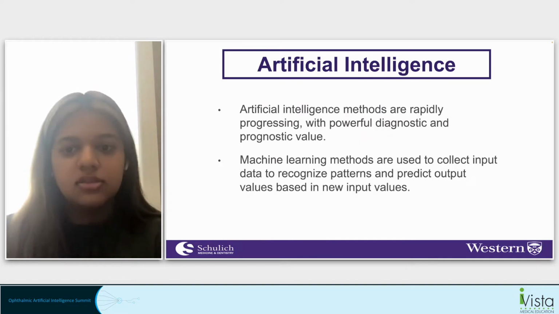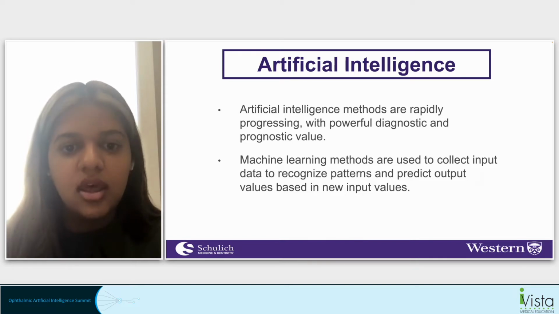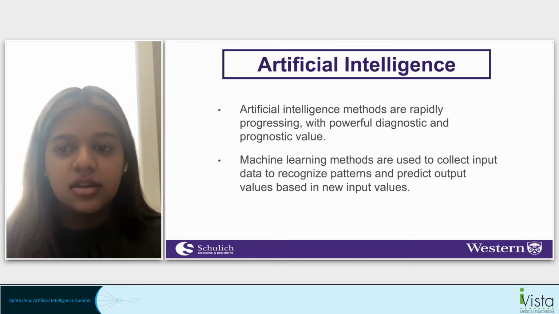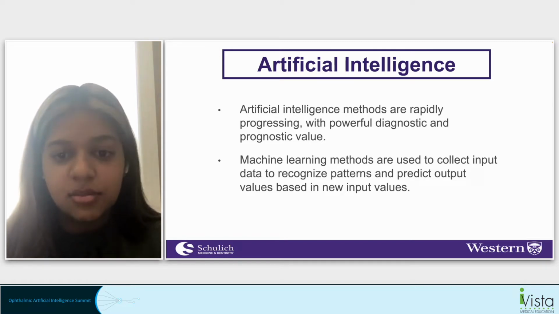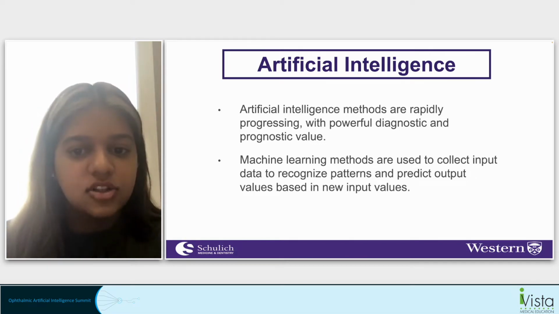As artificial intelligence methods are rapidly progressing, breakthrough technologies are changing the landscape of healthcare research with powerful diagnostic and prognostic value. Machine learning methods are employed by AI systems to account for complex interactions, either by collecting input data, including biofluid and tissue samples, to predict output values based on new input samples, or by finding underlying patterns in an unlabeled dataset to identify a subcluster or outliers in the data. Although AI methods are well described in other healthcare fields, there is limited information on the value of using AI methods in understanding the complex nature of uveal diseases.